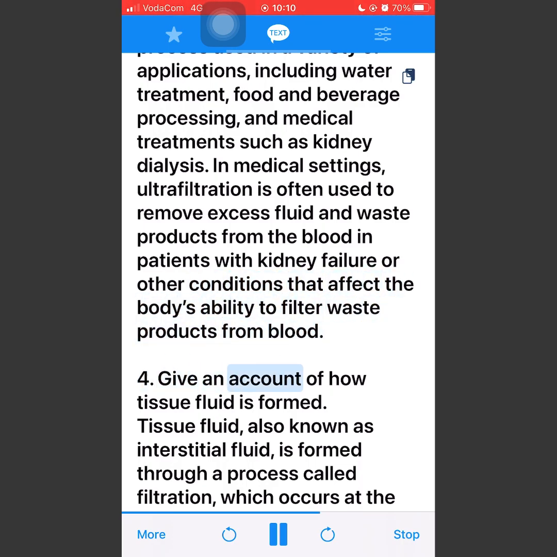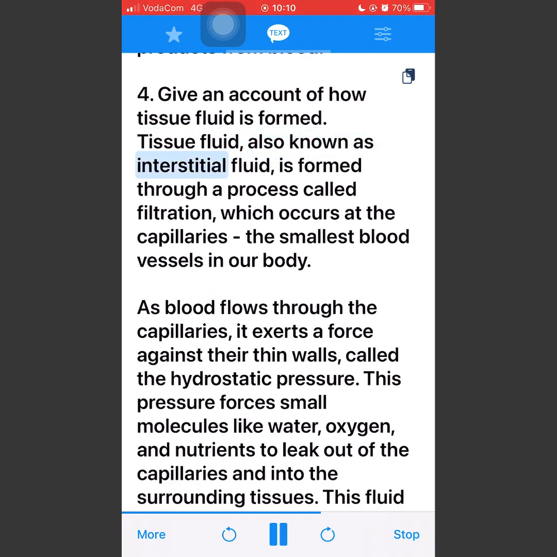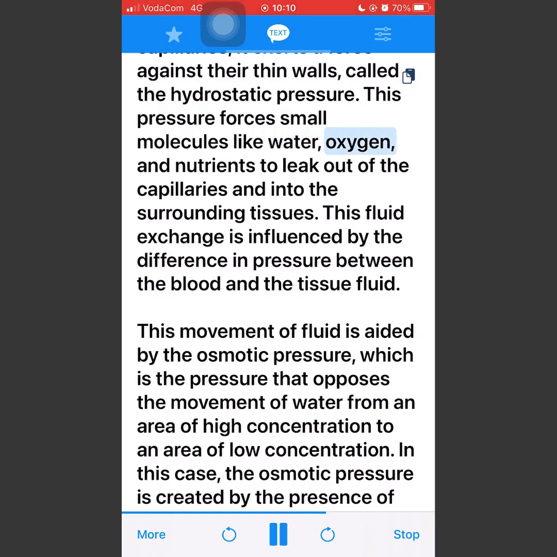4. Give an account of how tissue fluid is formed. Tissue fluid, also known as interstitial fluid, is formed through a process called filtration, which occurs at the capillaries, the smallest blood vessels in our body. As blood flows through the capillaries, it exerts a force against their thin walls, called the hydrostatic pressure. This pressure forces small molecules like water, oxygen, and nutrients to leak out of the capillaries and into the surrounding tissues. This fluid exchange is influenced by the difference in pressure between the blood and the tissue fluid.